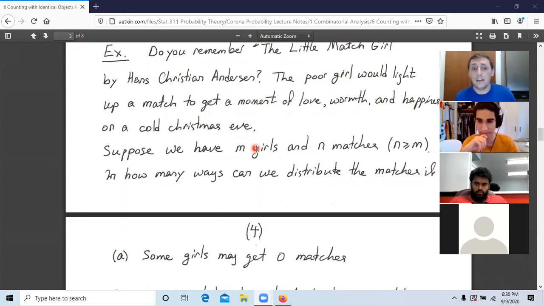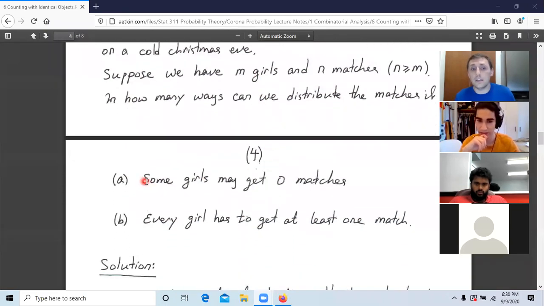And in A, you are allowed to give some girls no matches at all, but in B, you have to be more generous. You have to give each girl at least one match so that she would be warm for at least a little bit. Okay?